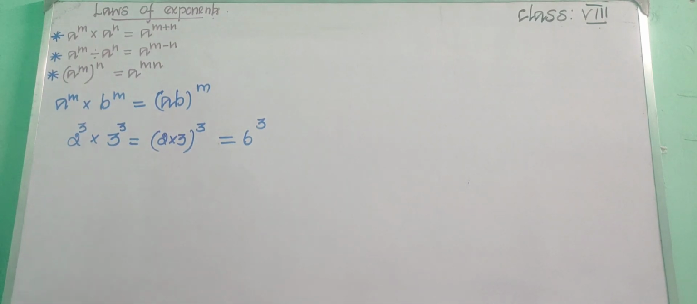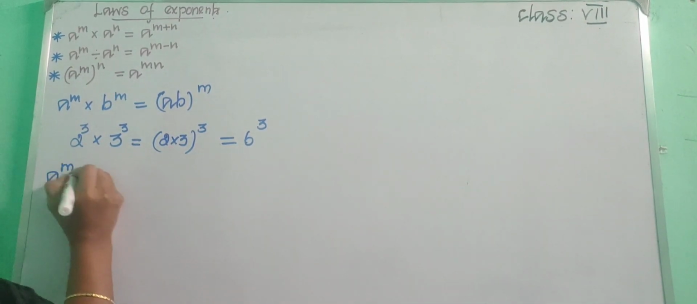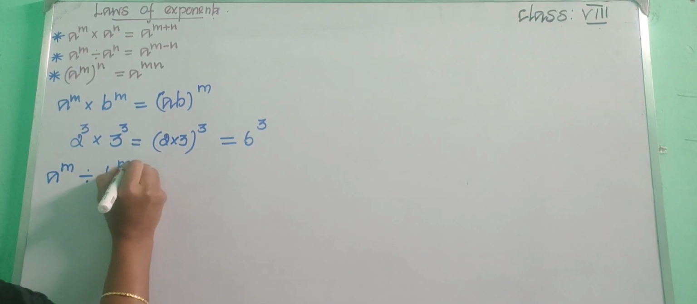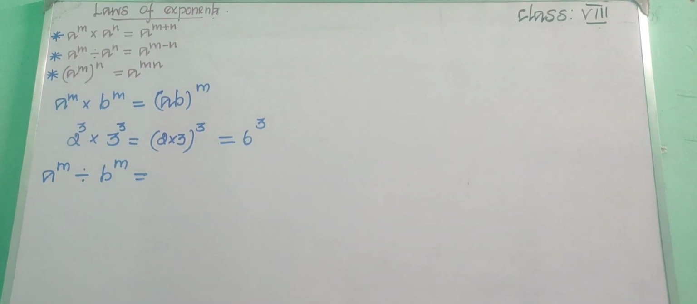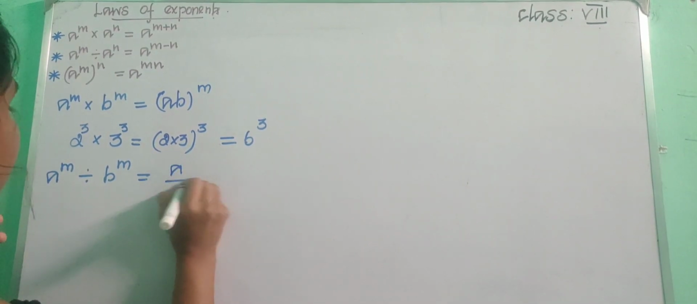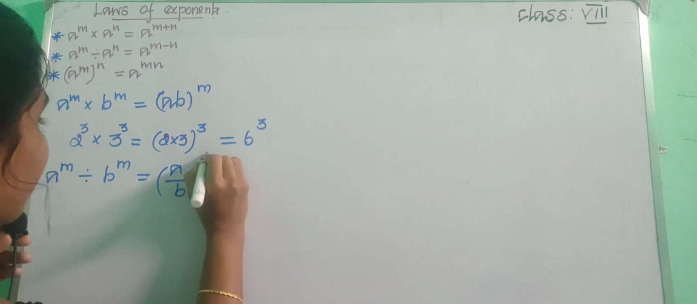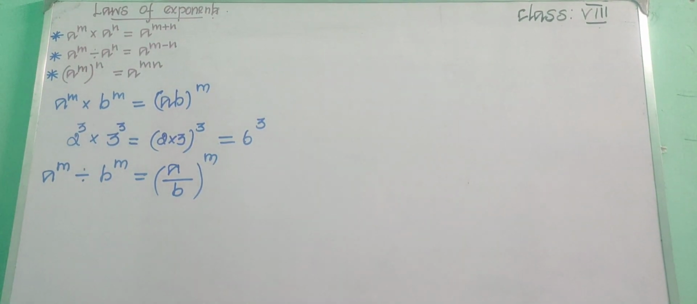So we can write it as A power m divided by B power m. How will you write the answer for this? We have two different bases, but the powers are the same. So simply, we need to write it as A by B the whole power m. This rule is called quotient of same powers to the power of product rule.